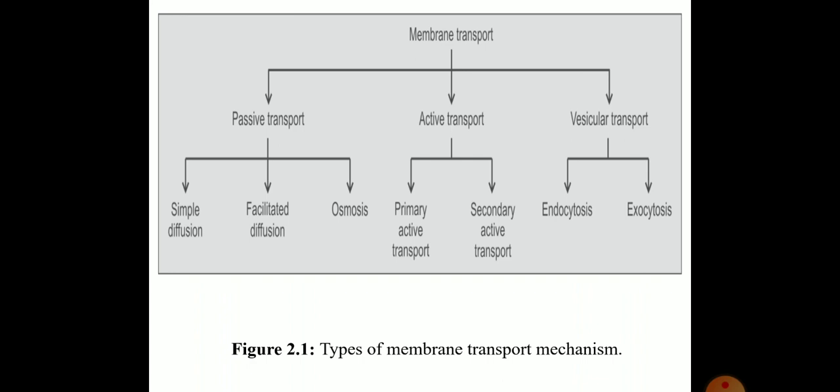So let us see one by one. For passive transport, the examples are simple diffusion, facilitated diffusion and osmosis. Active transport, which requires energy by the hydrolysis of ATP, is of two types, that is primary active transport and secondary active transport. And the vesicular transport is endocytosis and exocytosis. Let us see them in detail one by one.